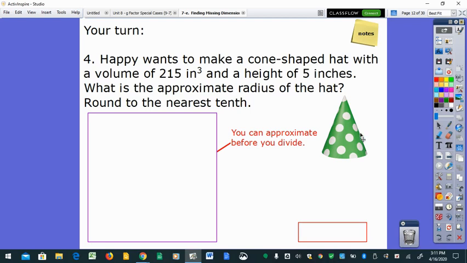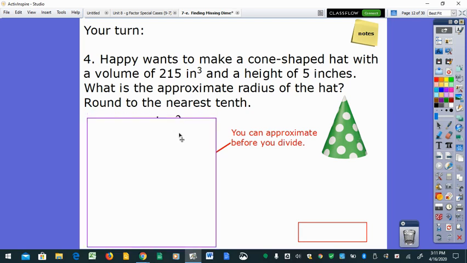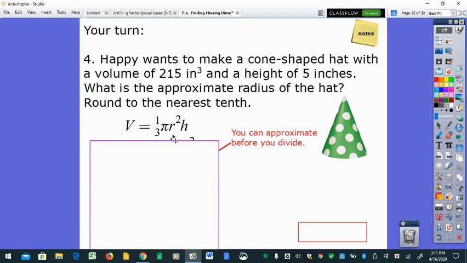So right now I want you to think about what formula you would use for the volume of a cone, and we're going to write that down. It is the same as the cylinder, but we need to divide by 3, which is the same thing as multiplying by 1/3. Okay, now we're ready to substitute. The 250 goes in the V spot, and the 5 goes in the H spot because it's the height.